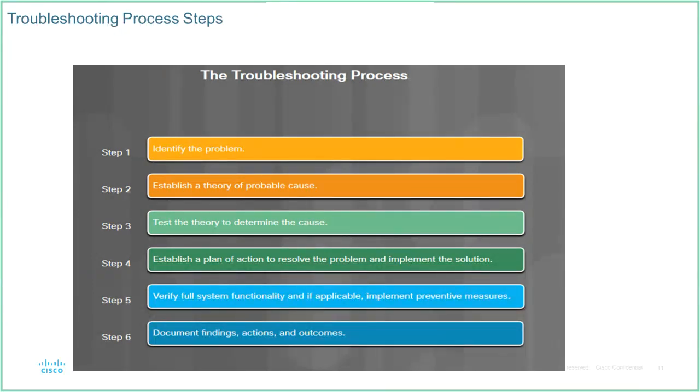Step 5 is verifying all of that occurred. So did your solution resolve the issue? If it did, move on to step 6, which is document your findings, the actions you did, and the outcomes. If it didn't, remove the fix that you applied and go back to step 3, determining a new theory to resolve the issue.